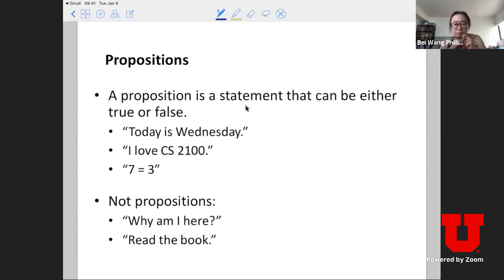And the following are not propositions. Why am I here? Read the book, because those are the statements that cannot be assigned a value of true or false.